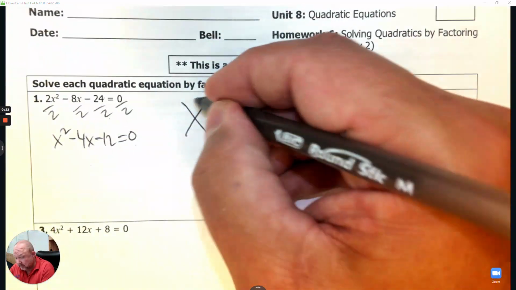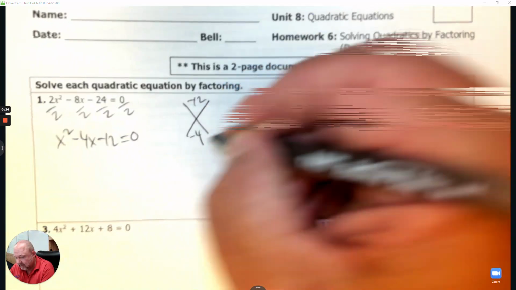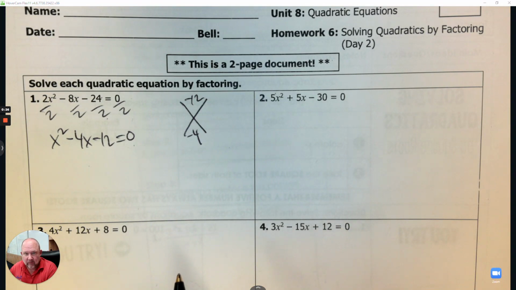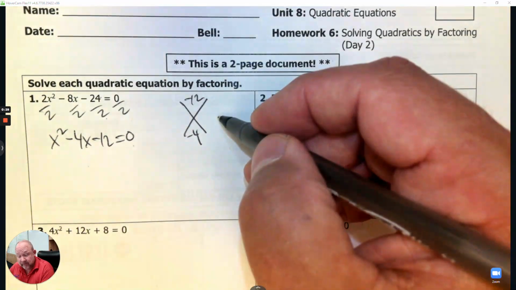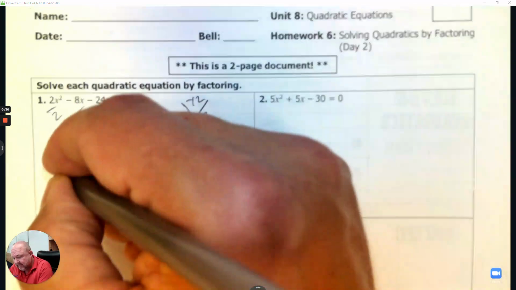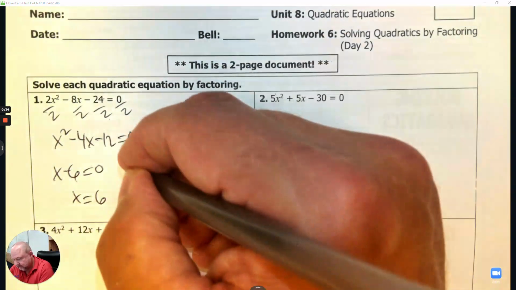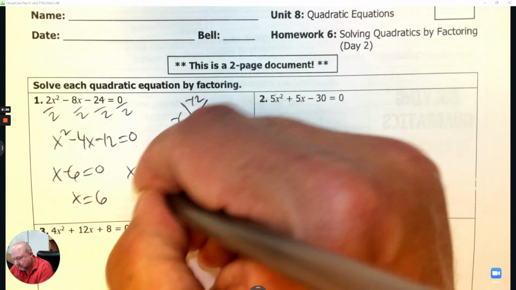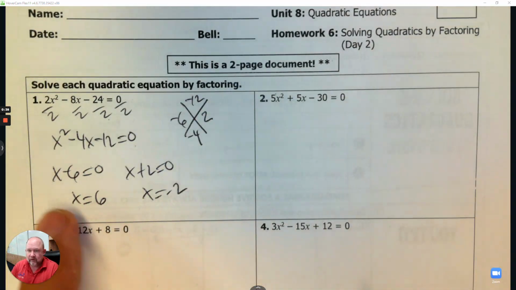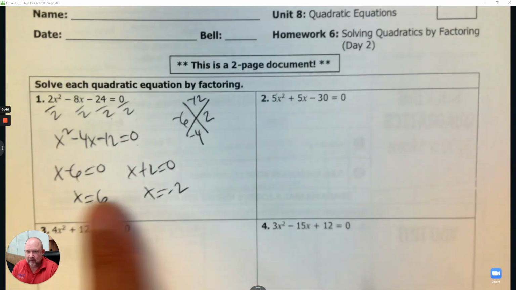It's a simple trinomial now, so the two numbers are negative 12 and negative 4. So find the two numbers that fit, and then take each factor equal to 0 and solve it. So we add 6 and subtract 2, and we have our two answers.